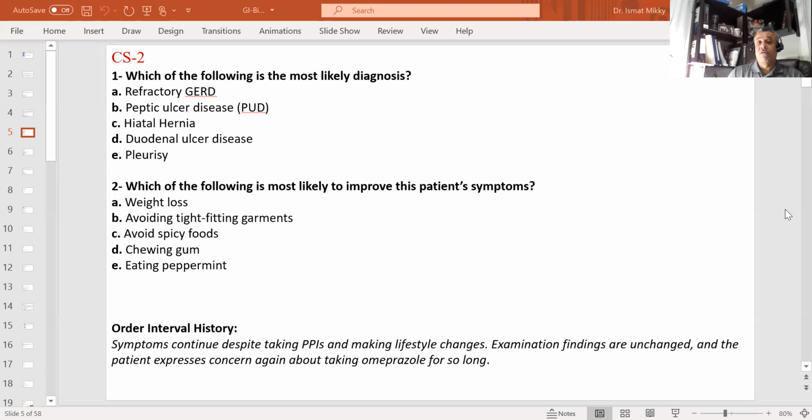The second question is, which of the following is most likely to improve the patient's symptoms? The answer to this is weight loss. Out of all of the lifestyle modifications, weight loss and elevating the head of the bed will reduce the symptoms of GERD.